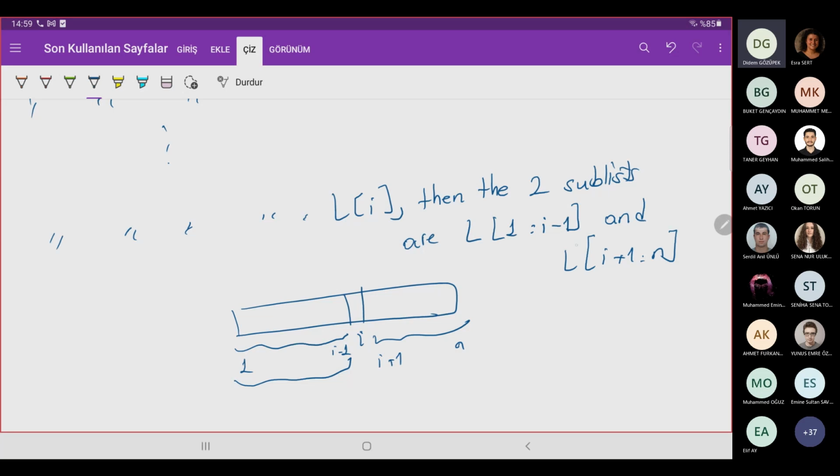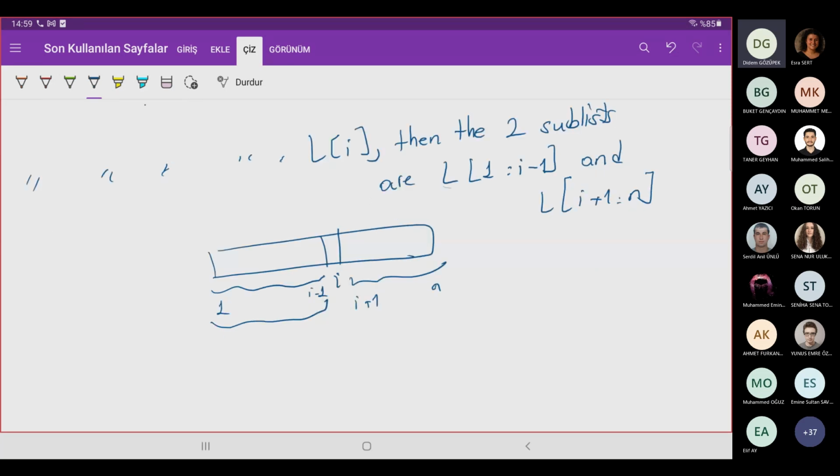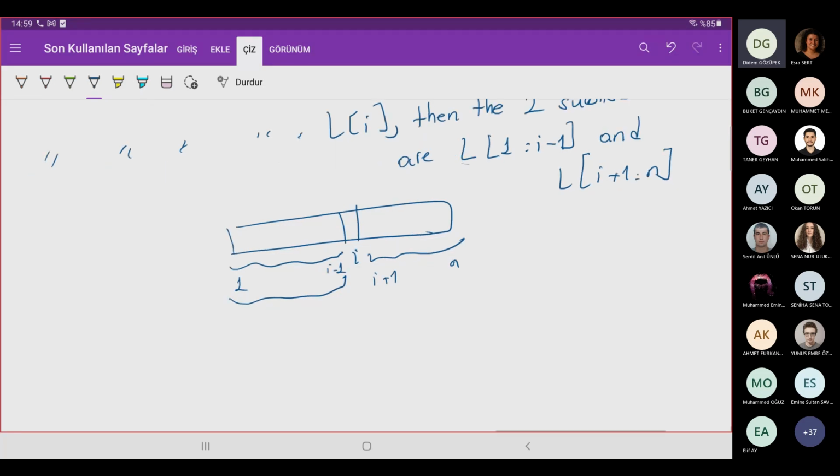So continue with the two sublists, the size of which depends on how many elements are smaller than the pivot. So expected value of T2 is, okay, the pivot can be in any position, right? So the position of the pivot is probabilistic. I have to take into account all of these possibilities.